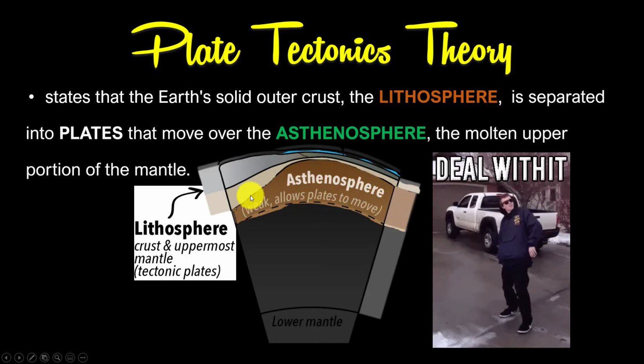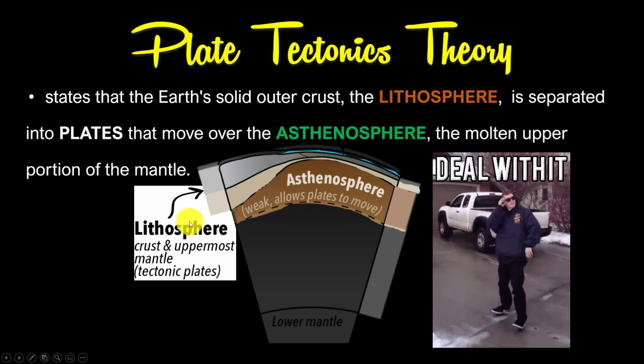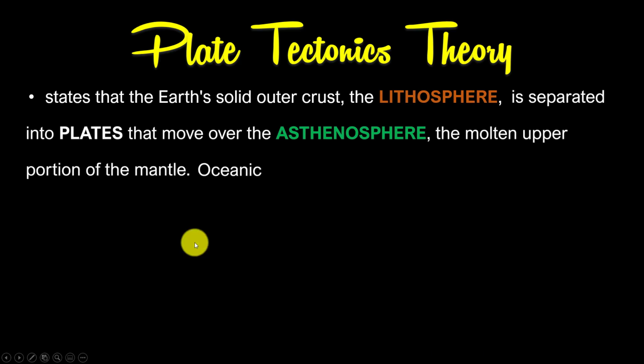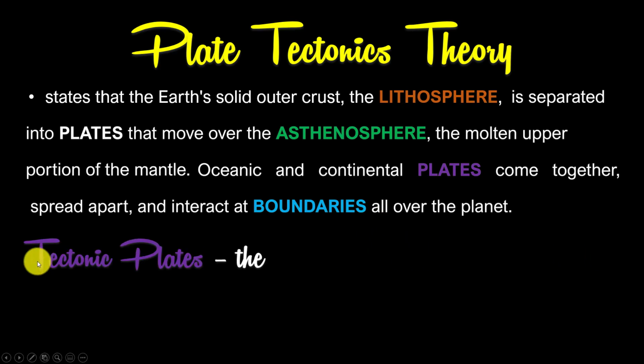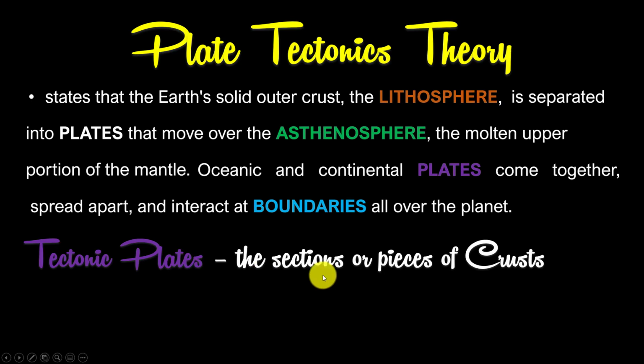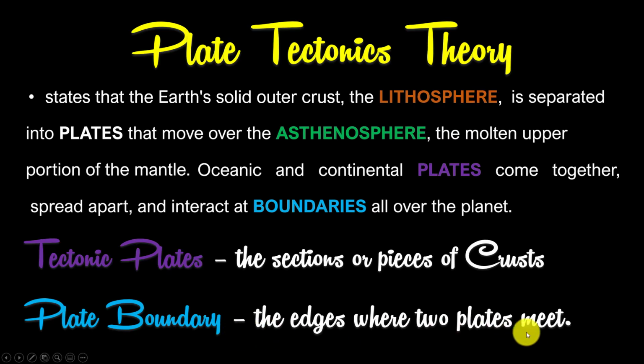Remember this also? Ito naman yung parang malambot na layer. Dito nakapatong at nag-i-slide ang lithosphere. Oceanic and continental plates come together, spread apart, and interact at boundaries all over the planet. The major terms connected to this theory are tectonic plates, the sections or pieces of the crust, and plate boundaries, the edges or mga gilid where tectonic plates meet.